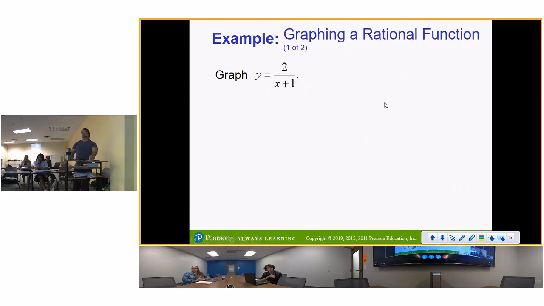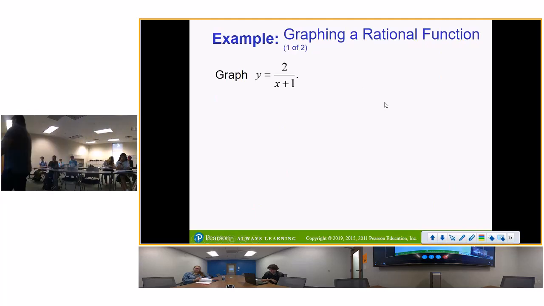So, do this one. Now we know, I don't want you to graph it on a calculator, I want you to sketch it.